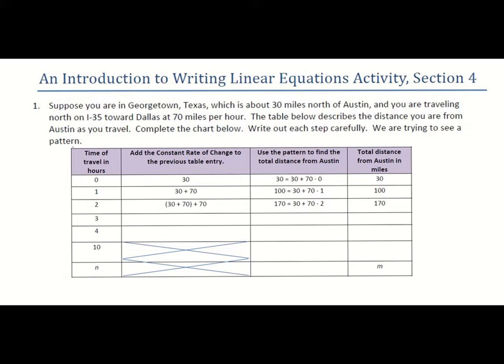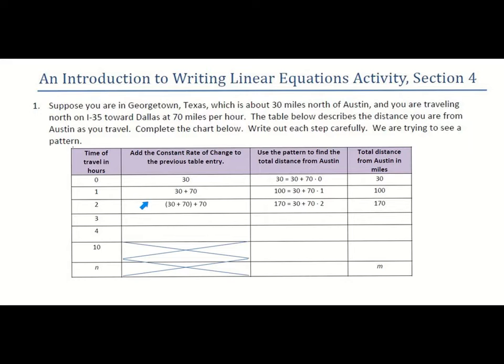Okay, so number one, you are in Georgetown, Texas, which is 30 miles from Austin. You're traveling north on I-35 towards Dallas, going 70 miles per hour. So we're going to fill in this table. We're starting 30 miles from Austin, and then we're going 70 miles per hour. So after 1 hour, I've gone an additional 70 miles, and then I go another 70 miles per hour.